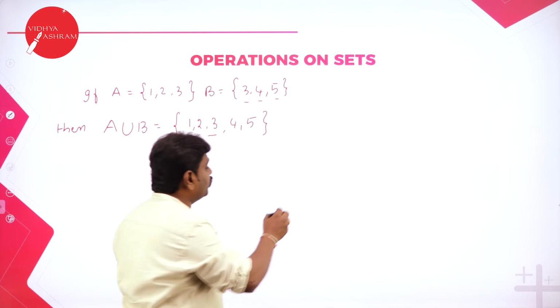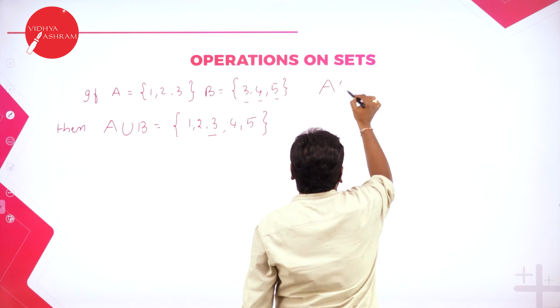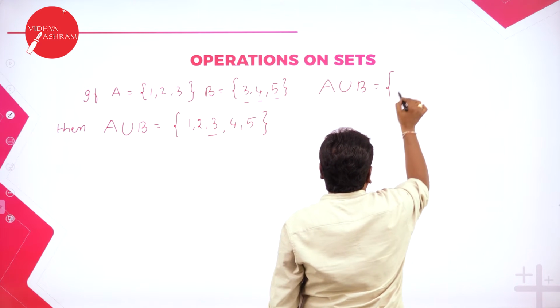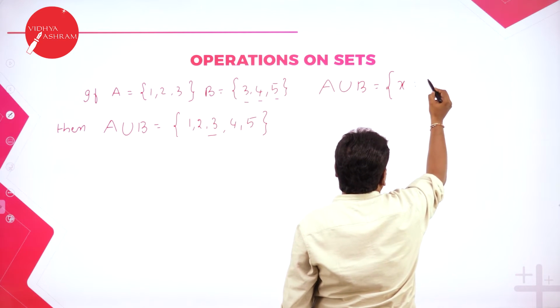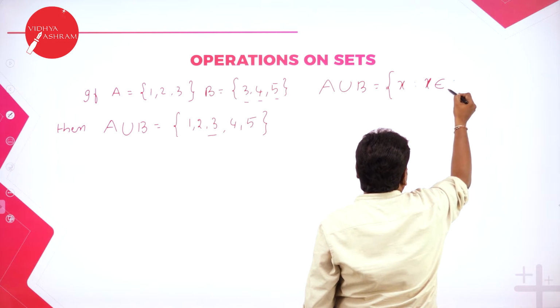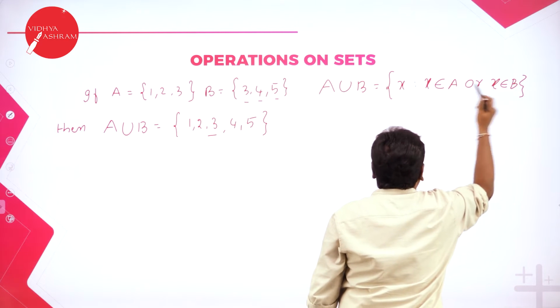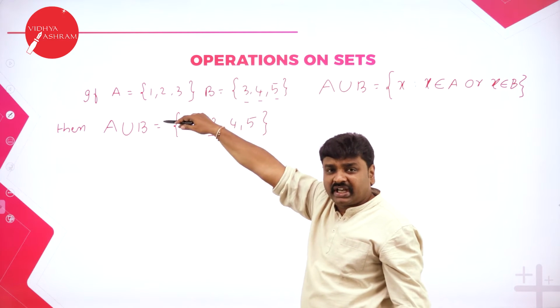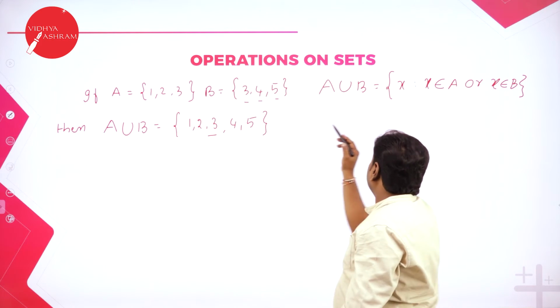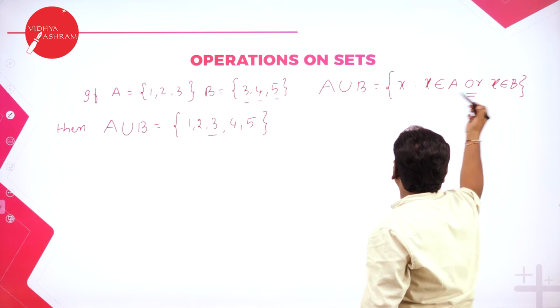And I also told you A union B is a set of X such that X belongs to A or X belongs to B. Means if I pick any element here, it should belong to either A or it should belong to B. And I also told you the word OR stands for union.